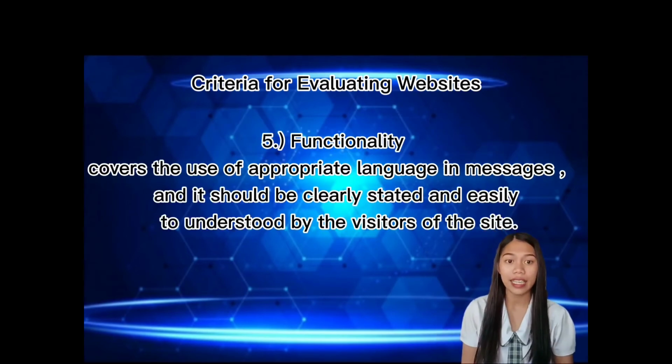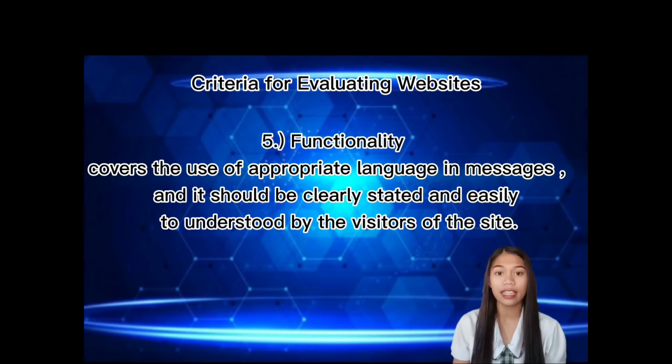So functionality covers the use of appropriate language in messages, and it should be clearly stated and easily understood by the visitor of the site. Then itong functionality, it is the same for the purpose, kay hindi din ito tingnan ang mga appropriate language na gi-include then if it's easily understood by the visitor of the site.